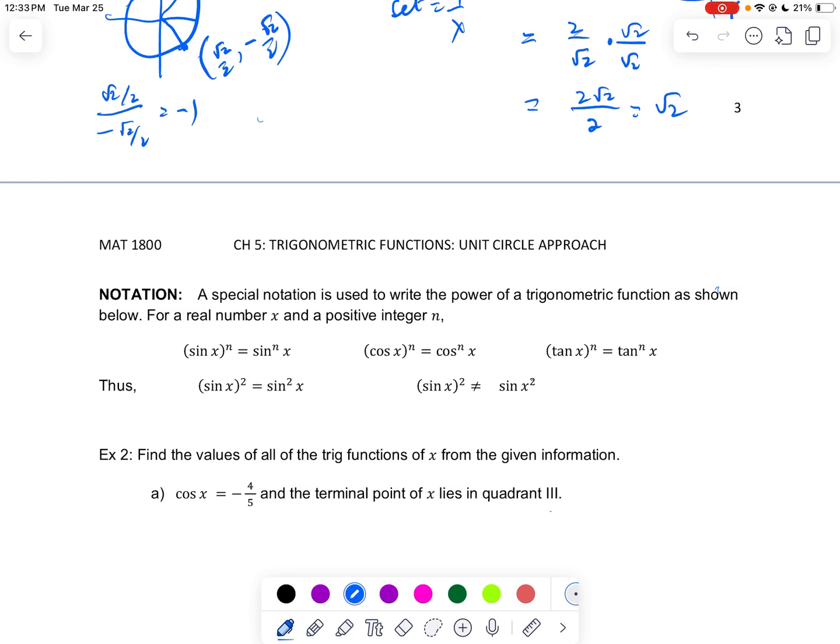By the way, here is the special notation of the trig function explained again. I hope everybody now has it clear how we are supposed to write sine of x whole squared, or sine of x whole to the 5, or tangent of x whole to the 10, whatever. So you should know that it's very important that you know the notation.